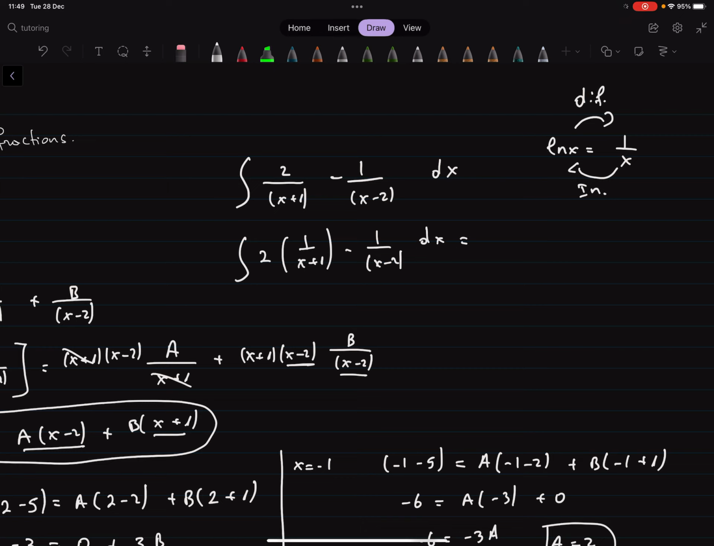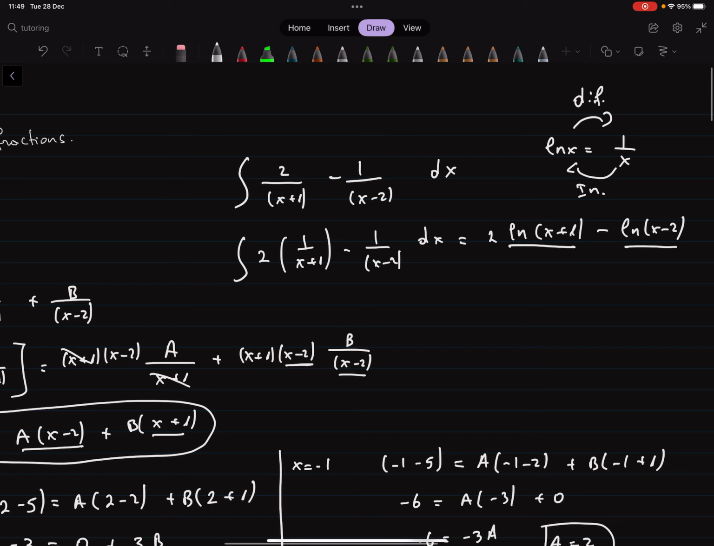And then the answer for this question will be just 2 ln of x plus 1 minus ln of x minus 2. Now you can always double check by going back. If you differentiate ln of x plus 1, you would get 1 over x plus 1. If you differentiate ln of x minus 2, you would get 1 over x minus 2. So you can always think of this scenario as well: integrate and then differentiate.